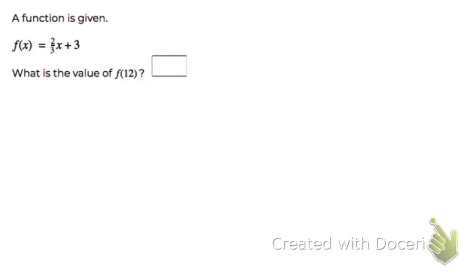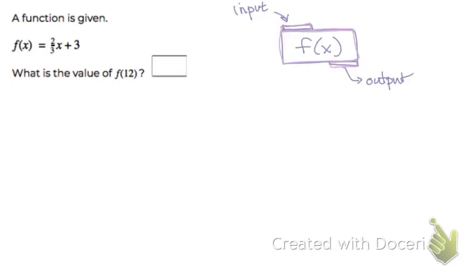All right, here we are given a function, and then it says, what is the value of f with that 12 in parentheses? So first, let's review functions. Now, this here is function notation. This is just saying f of x, that's how you read it. I like to read it as saying the function is this.